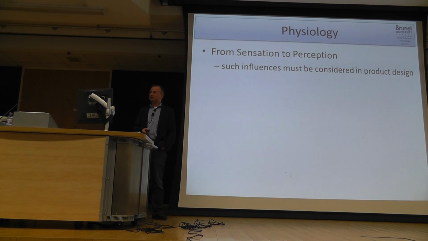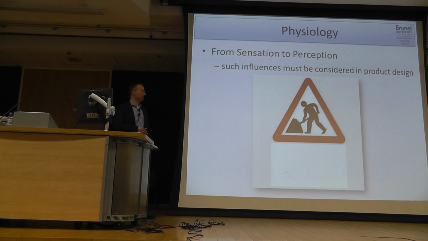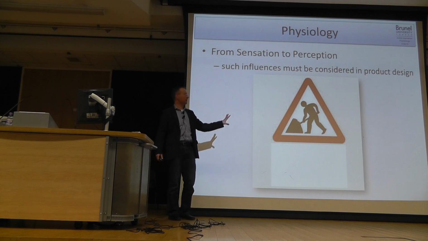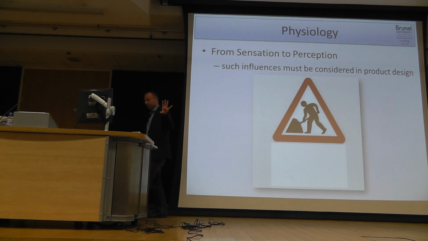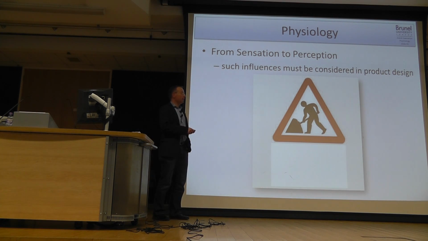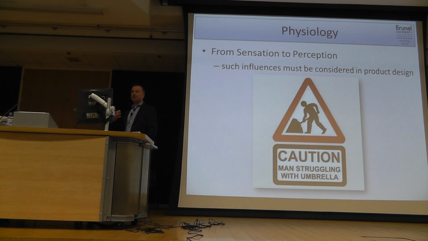So when we have such top-down influences, then we need to take care of that in product design, for instance. And you know that maybe from last week. I don't know whether all people have been here, so we go through that quickly. Most people would say, okay, that is a traffic sign for caution, there are roadworks and this guy shoveling something away. However, when you suddenly get this additional higher-level knowledge that it's a man struggling with an umbrella, your percept might change.